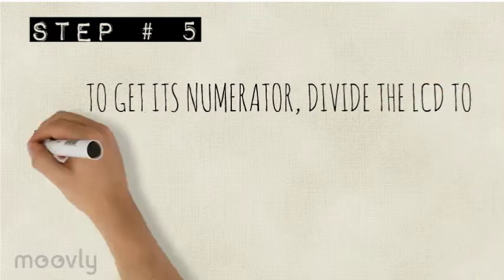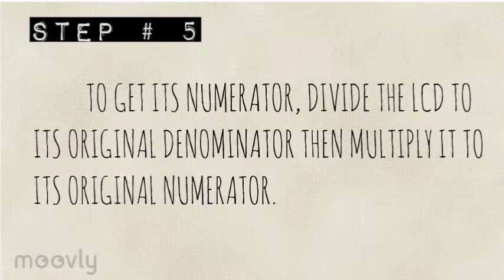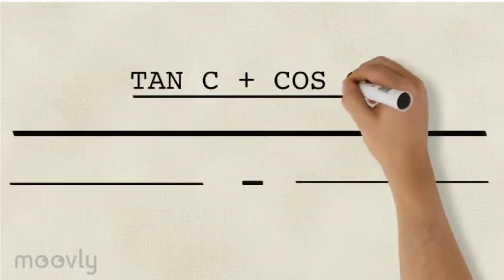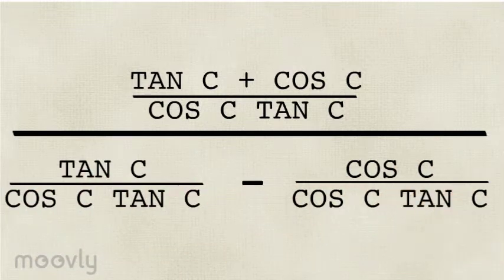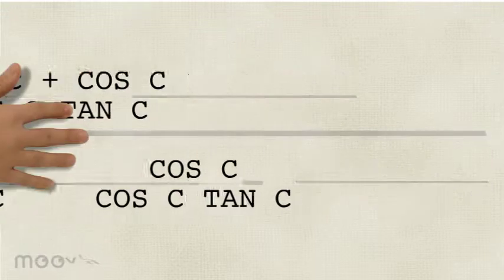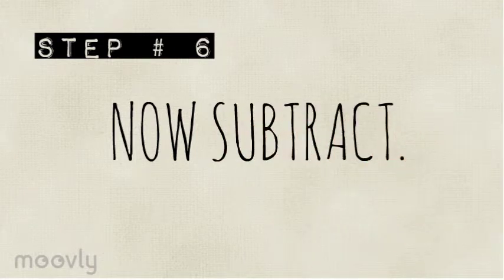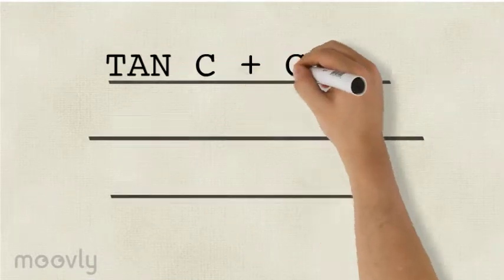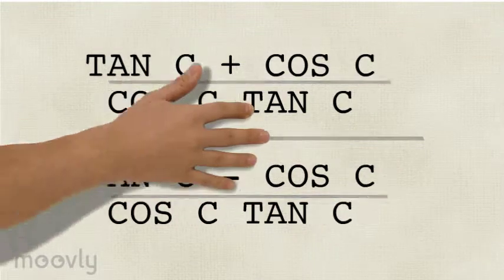Step 5. To get its numerator, divide the LCD by its original denominator, then multiply it by its original numerator, where cosine C tan C divided by cosine C times 1 equals tan C. Do the same procedure on the other fraction and the answer is cosine C. Step 6. Now subtract. The denominator will be tan C minus cosine C over cosine C tan C.